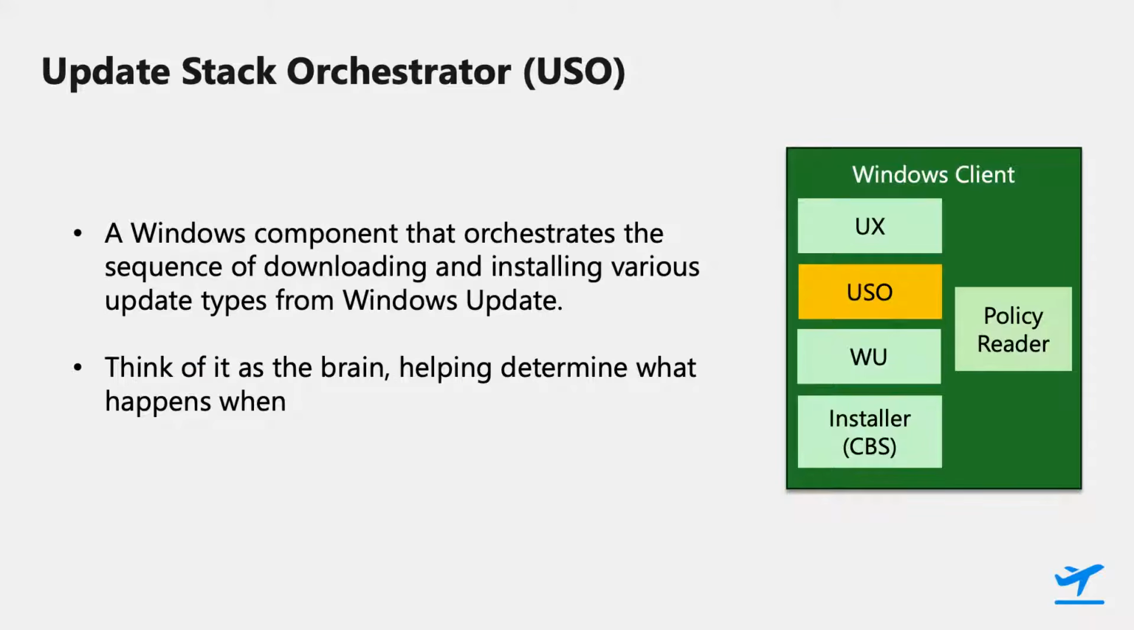Now, USO also again stands for Update Stack Orchestrator, and it is known as the brain of the update stack. It decides what happens when and is the link between the update UX that you see and the Woo client, which communicates to DCAT. USO is vital for helping your machine to conduct its update operations in the most effective and productive way. Think of it as a traffic warden guiding cars to reduce traffic, but in this case, it'll be handling your device updates.